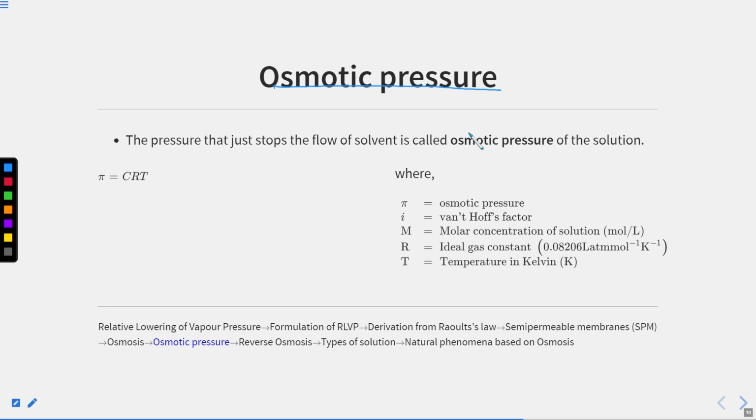It means it will stop the flow from lower concentration to higher concentration, and we represent this osmotic pressure by pi, and this pi is equal to CRT. What is it equal to? It is equal to CRT, where C is the concentration, R is the universal gas constant, and T is the temperature, and pi is the pressure we are applying on the higher concentration side, so that the movement from lower concentration to higher concentration can be stopped.